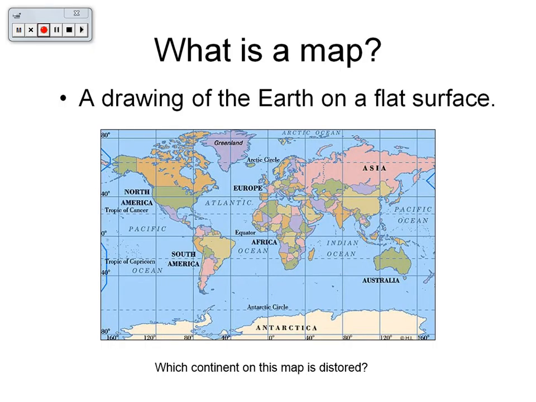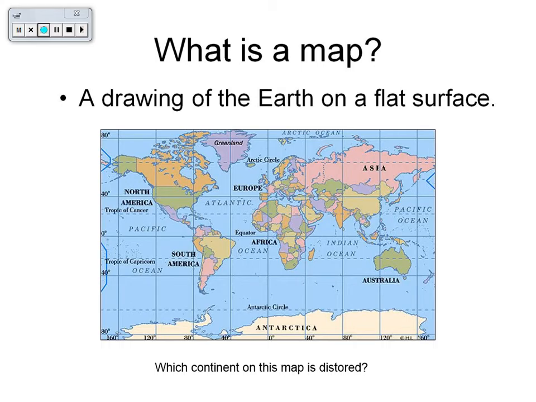So we are talking about maps in Chapter 2 and a whole bunch of different types of maps, but in general the definition of a map is a drawing of the Earth on a flat surface. I'm sure in history classes you've seen lots of different types of maps, some that look really old and the continents don't look quite like they are today.